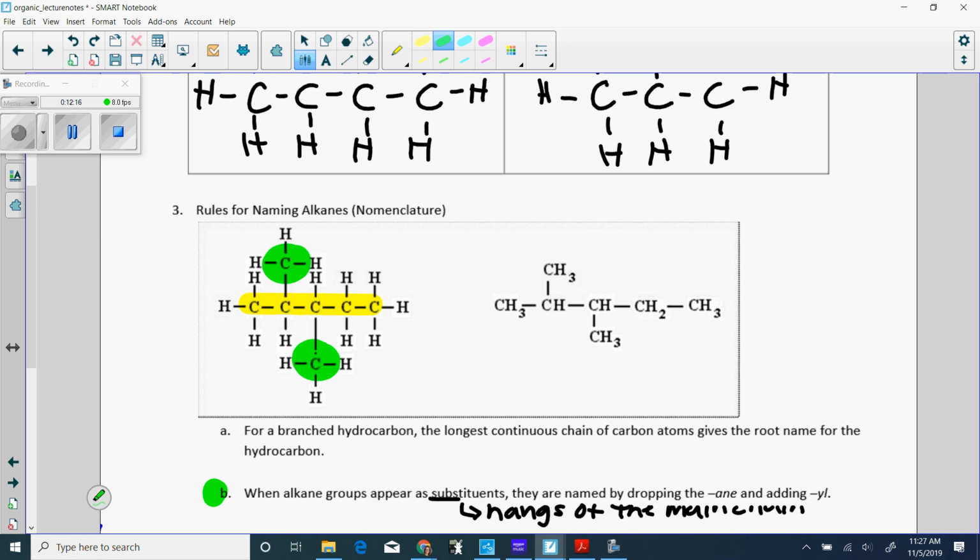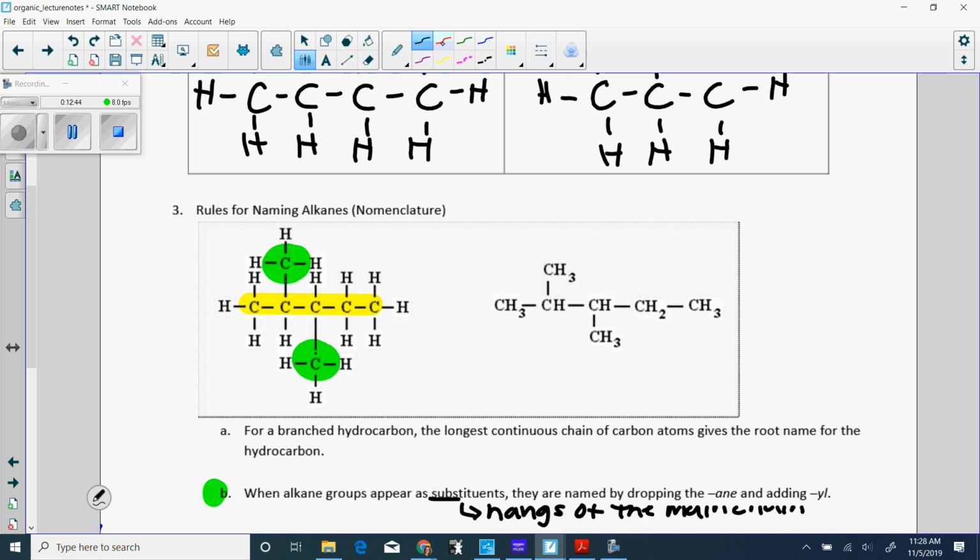Okay, pencil or pen. Step 3. Step 3 is where we number our carbon chain to make the smallest numbers for our substituents. Okay, so this is the part where second hour started crying, so I need everybody to focus on me, not on what Cole's doing.